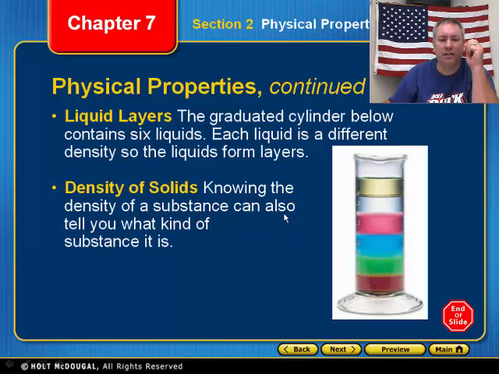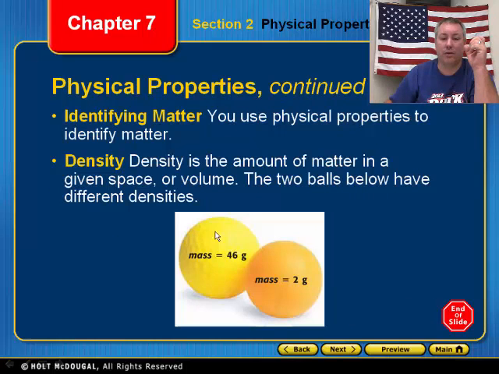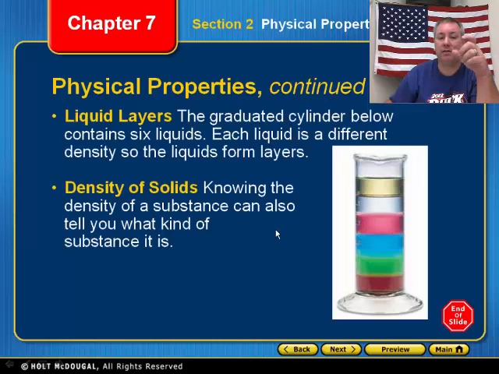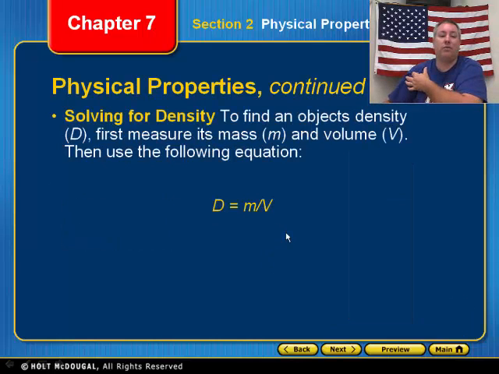All right. Also, knowing density of substances can help us determine what kind of substance it is. So, talking about solids, knowing what kind of substance it is and the density of that substance can help us identify it. If you remember back to these balls right here, one is 46 grams, one is 2 grams. Being able to identify the density of those will help us to determine the density of solids as well.